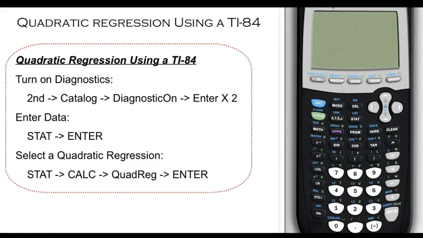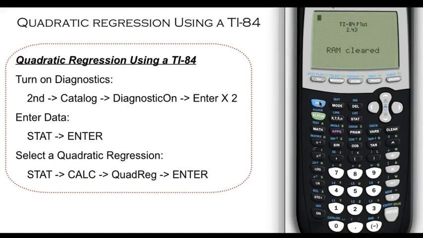So the first thing we have to do is turn on the diagnostics: second, catalog, diagnostic on, enter twice. And what that does for us is allow us to view r squared. So here's what that looks like on the calculator.